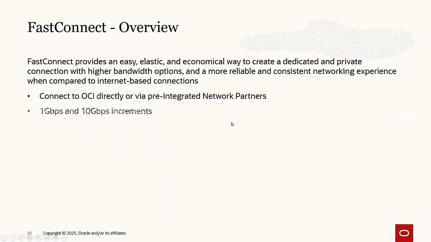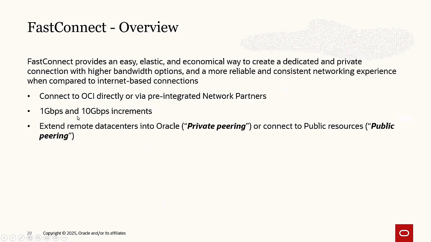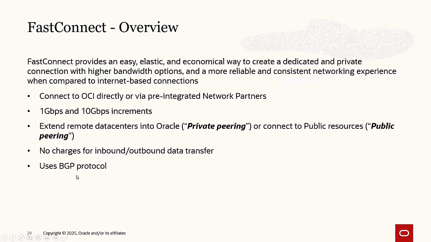Fast Connect, this is probably where most people are now, simply because 1 gig to 10 gigabit increments can be very fast, and extend your private peering to connect to public resources versus public peering. Again, using those DRGs. And just what is it? It's a software wrapper around your router. There are no charges if you're using Fast Connect for inbound or outbound data transfer. That can be appealing depending upon your requirements. And everything uses BGP protocol.